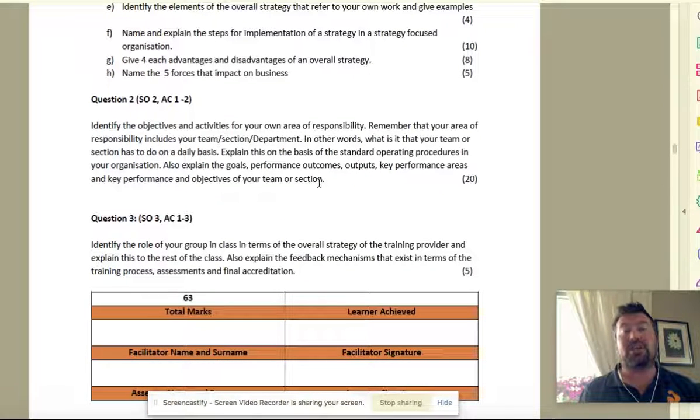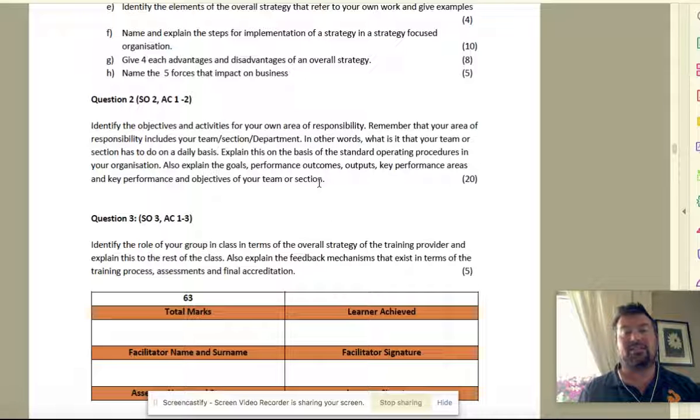Identify the objectives and activities for your own area of responsibility. Remember that your area of responsibility includes your team, your section, and your department. In other words, what is it that your team or section has to do on a daily basis? Explain this on the basis of the standard operating procedures in your organization. Also explain the goals, performance outcomes, outputs, key performance areas, key performance indicators and objectives of your team or section.